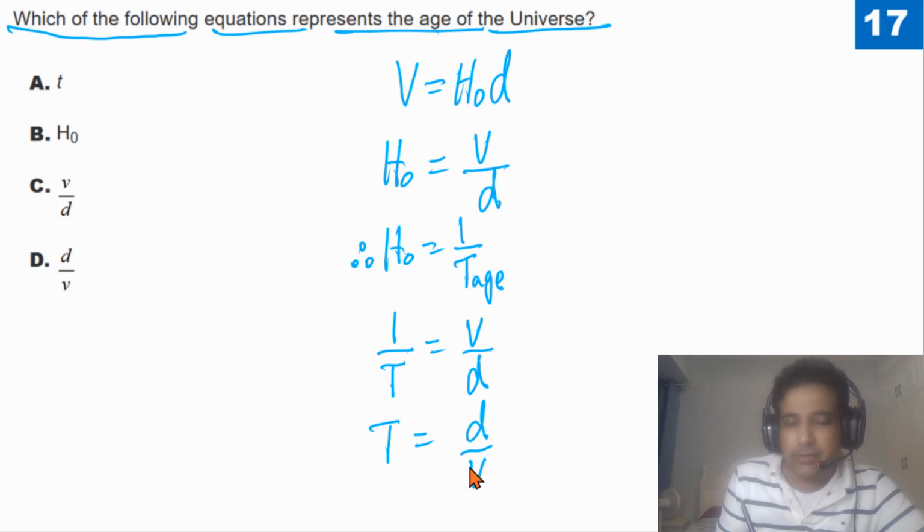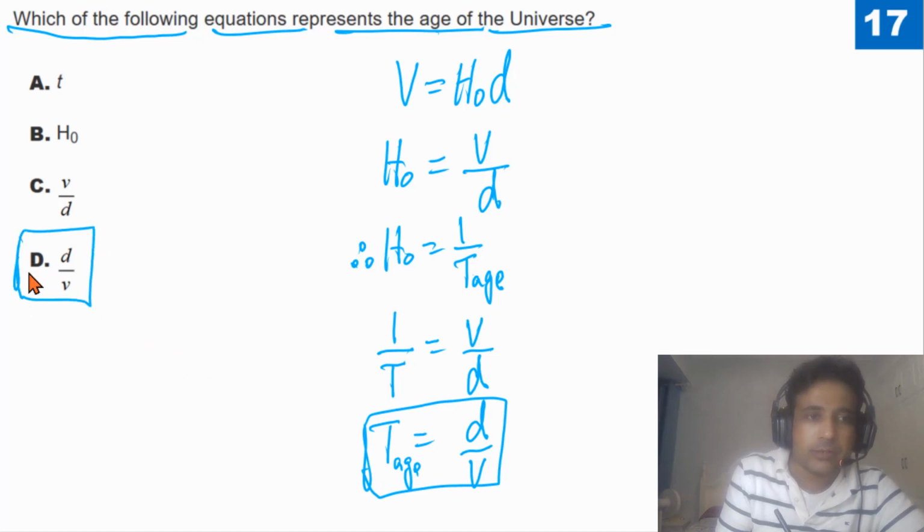So if we have the distance and we have the speed, we can determine the age of the universe. So the answer for this question is D.